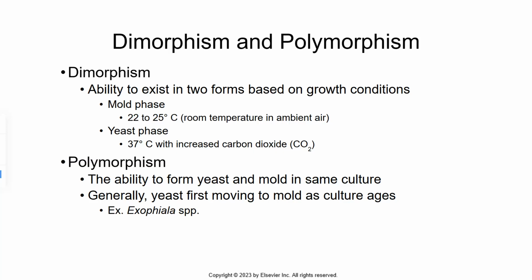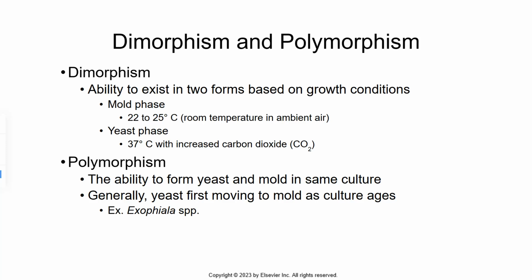Dimorphism and polymorphism. Dimorphism is the ability to exist in two forms based on the growth conditions. The mold phase would grow if you incubated at around room temperature in ambient air. The yeast phase would grow if you incubate it at body temperature with increased carbon dioxide. So if you simulate the environment of the human body, it's going to grow in the yeast phase, while if you simulate the environmental conditions, room temperature and your typical atmosphere, it's going to grow in the mold phase. There are certain pathogenic organisms that are dimorphic, so depending on how you incubate them, they're going to grow in a different way.